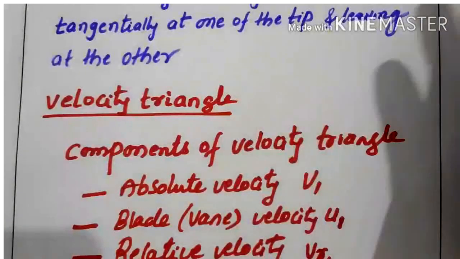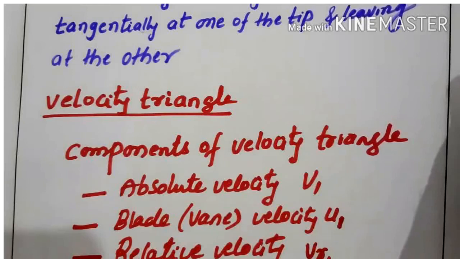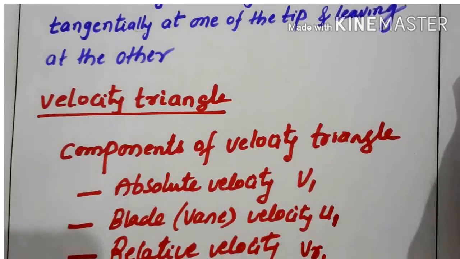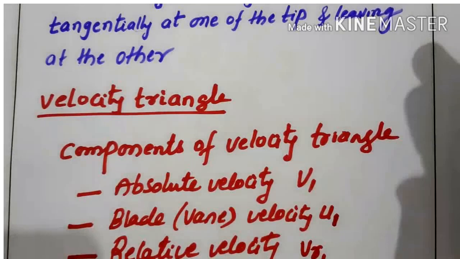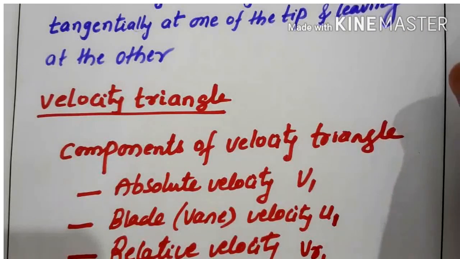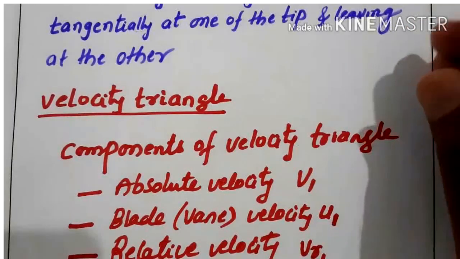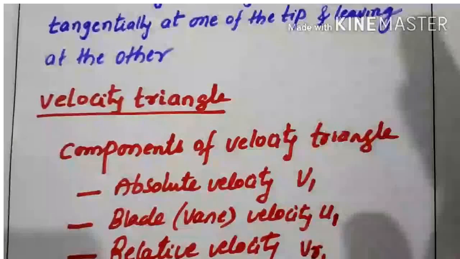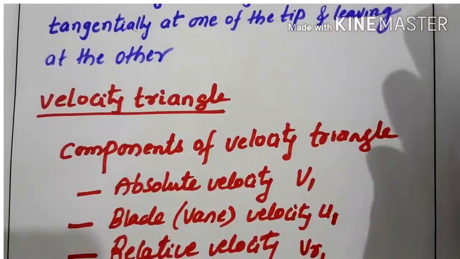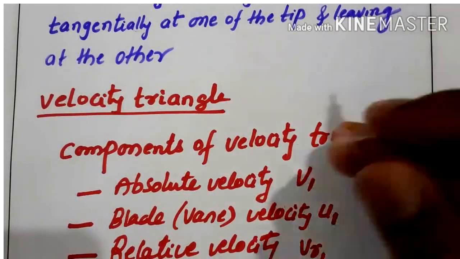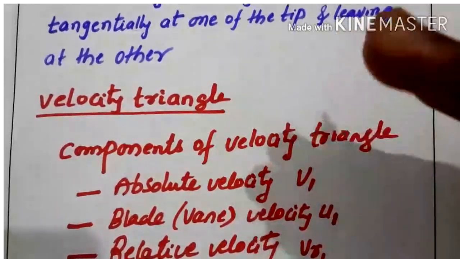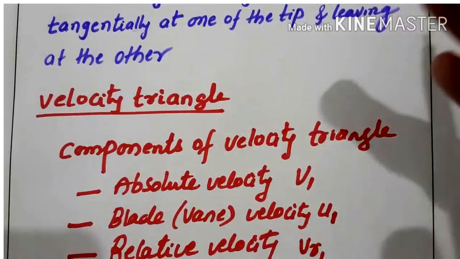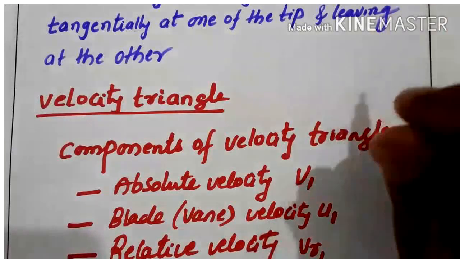This velocity triangle concept is mainly used in turbo machines. So what are turbo machines? A turbo machine is a machine that transfers energy between a rotor and a fluid, and it includes both turbines as well as compressors. While turbines transfer energy from fluid to a rotor, a compressor transfers energy from rotor to a fluid.